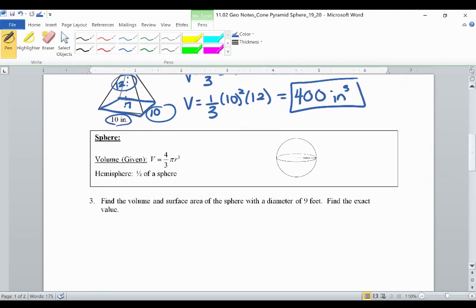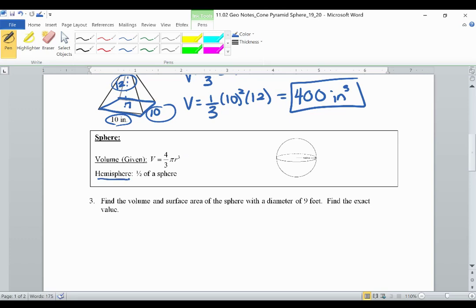And lastly, for our figures here, we're going to talk about a sphere. A sphere is a circle, 3-dimensional. So if you spun a circle around its axis, it creates a sphere. The volume of a sphere, again, is given. So all 3 of these formulas that we're talking about today are given to you. You don't have to memorize them. They're equal to 4/3 pi r cubed.